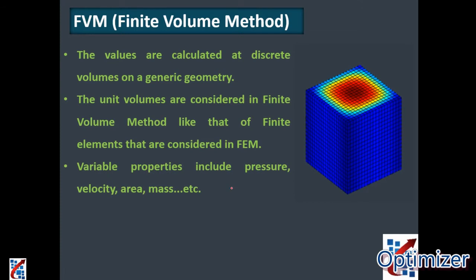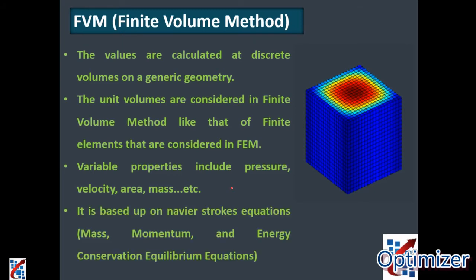Variable properties include pressure, velocity, area, mass. What are the different CFD analyses there? For example, flow through pipes, or the aerodynamic analysis of a car, or of a plane, all these things are done with the help of the finite volume method, okay. So whatever CFD-based software there is, it is directly based upon this finite volume method, okay. Basically it is based upon the Navier-Stokes equation, which relates to mass, momentum and energy conservation equilibrium equations, okay. So this is the finite volume method.